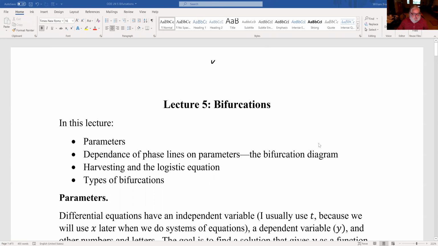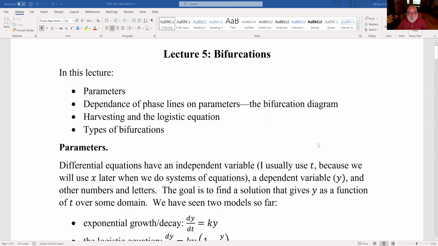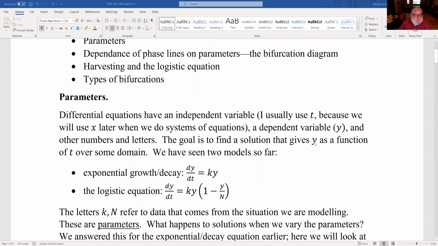Okay, bifurcations. So in this lecture, we're talking a little bit about what a parameter is, how phase lines depend on parameters, which is the bifurcation diagram, harvesting the logistic equation, and maybe a little bit about types of bifurcations. I'm not sure that I actually ended up doing that in this one.